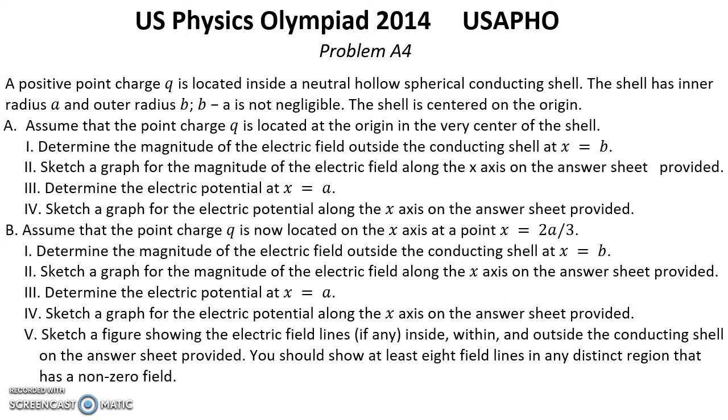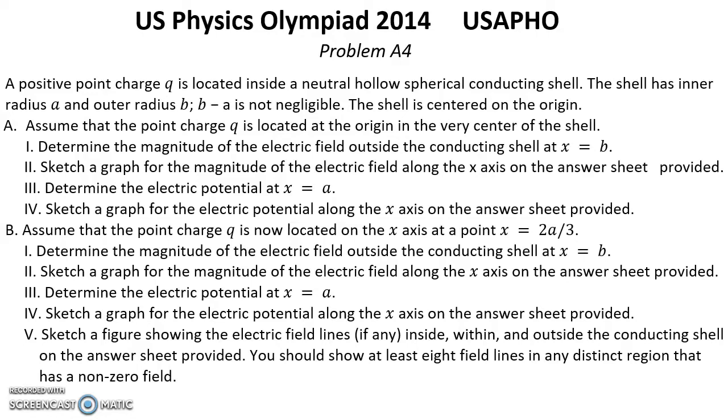US Physics Olympiad, year 2014, USAPHO. Final round. Problem A4. A positive point charge Q is located inside a neutral hollow spherical conducting shell. The shell has inner radius A and outer radius B. A is not negligible. The shell is centered on the origin.